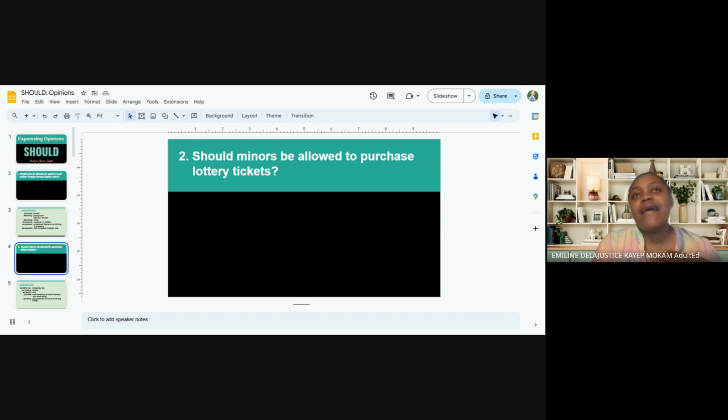And secondly, I think minors should not be allowed to purchase lottery tickets because it protects them from developing a gambling habit at a young age, and it can be really addictive for them. And thirdly, most minors don't have a job, or any financial stability. So to purchase a lottery ticket, you have to have at least a job. At their age, they depend on their parents, and they may ruin their parents.